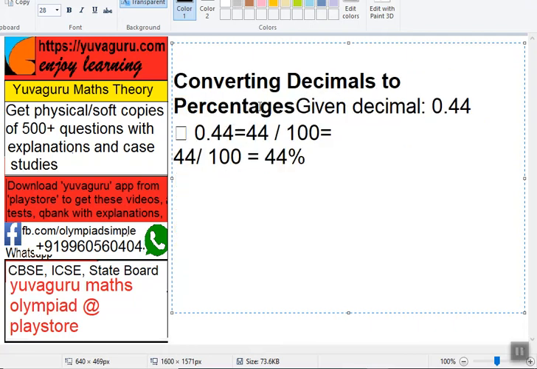Converting decimals to percentages means what? If a decimal is given, let's see this 0.44, that is the decimal. How to convert this to a percentage? Quite easy. See here, remove the point from 0.44. So how will you remove it? When you remove the point, if nothing is there in the denominator, it means there is 1, right? So 0.44 upon 1. Now if you remove the point from the numerator and shift it, see here, how many places are there after the point? 2 digits. So shift 2 places.